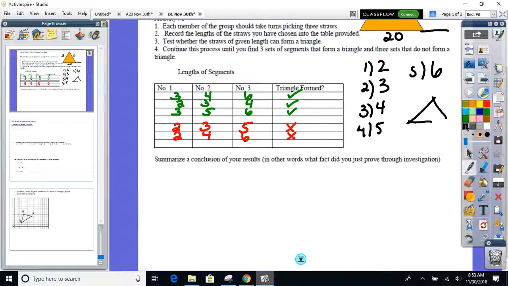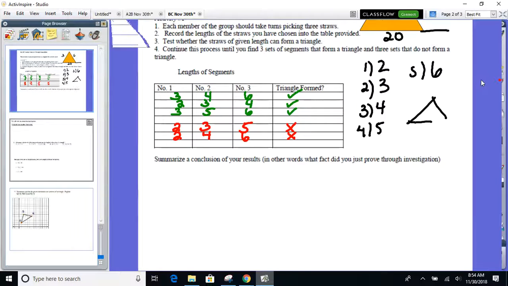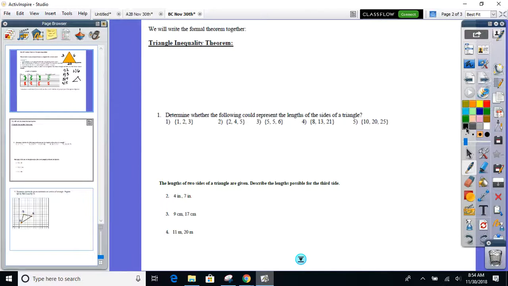Yes. Here's what the theorem says, and we'll write it down in a second. The sum, meaning I have to do what? Add. The sum of two sides always has to be bigger than the third. Not equal to, bigger than the third. All right? Notice what happens. 2 plus 4, not good. That's not bigger than 6. So the sum of two sides, and that's called the triangle inequality theorem.